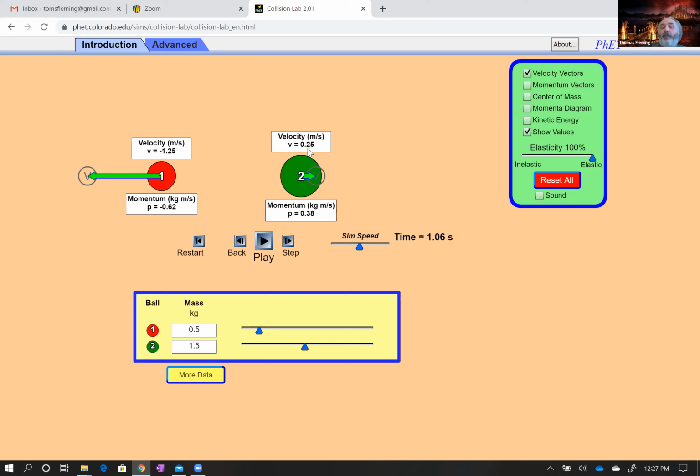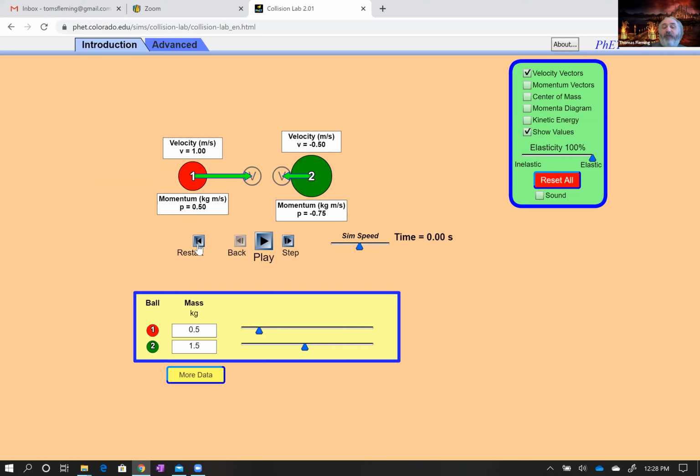But if I look at the momentum, his momentum is negative 0.62. His momentum is positive 0.38. And what do I get when I add them together? What's my total momentum after? Oh, look, it's negative 0.25. It's the same after as it was before. So momentum was conserved, right?